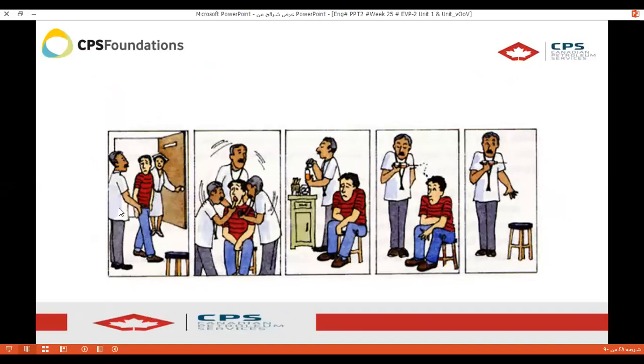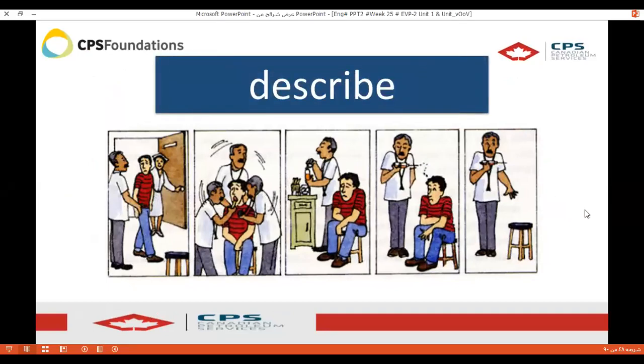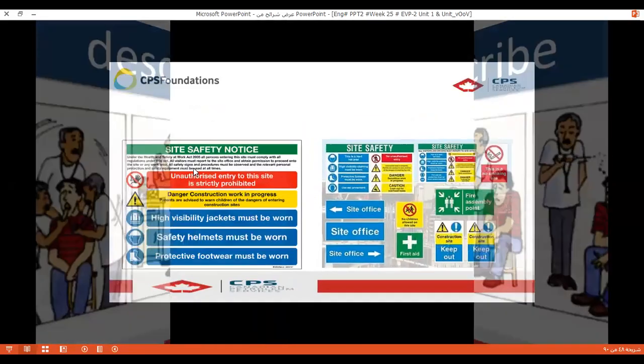As you see, this is like a story. I am telling you about something that happened. I am describing. So if I want you to describe your day, you say I get up early, I go to work, I come back. This is to describe. Can you describe Ahmed? Ahmed is tall, Ahmed is fat, Ahmed is black. So describe means to tell information about something or someone.